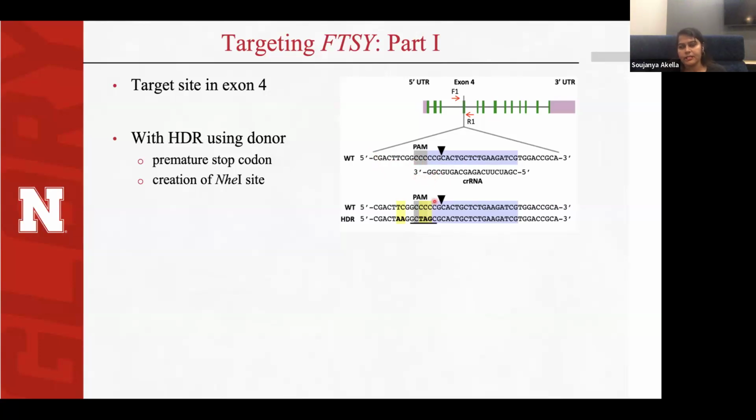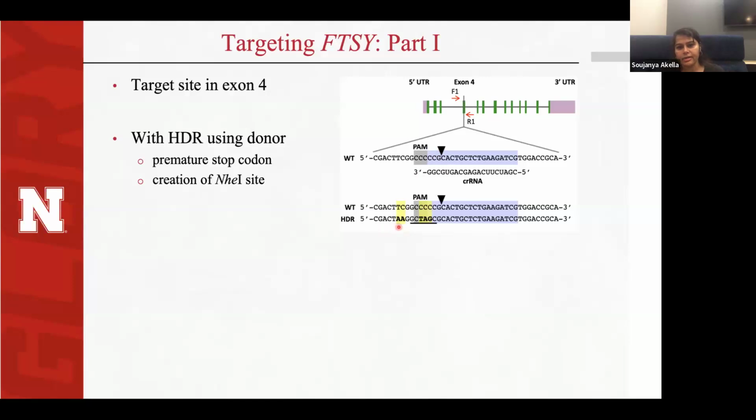So that's the CRISPR RNA, which is part of the guide RNA that helps guide the Cas9, the RNP, to our target site. And our target site was right here where this triangle is. And then remember I said in some experiments we included the donor and some we didn't.